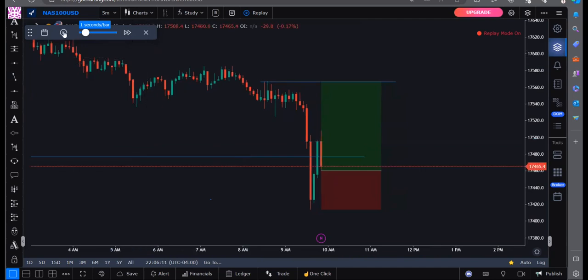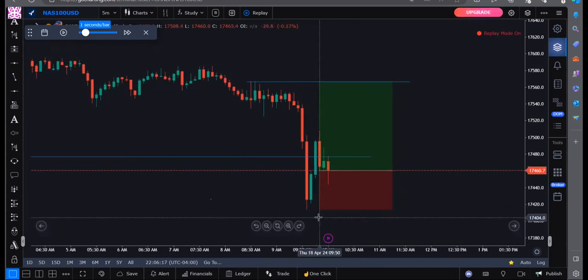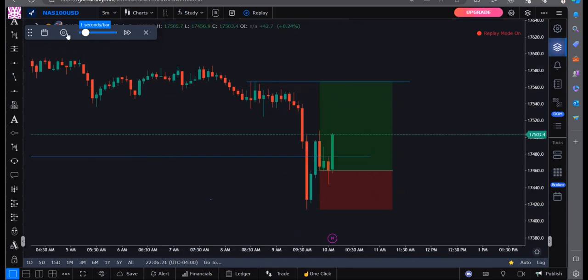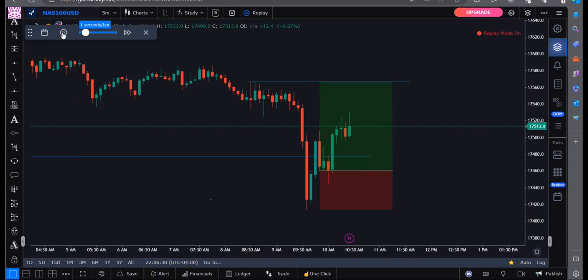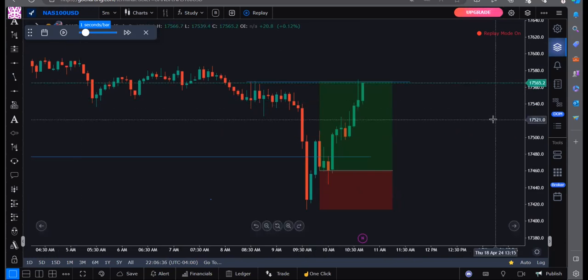Let's see if we get filled. We got filled, guys. You are protected because your stop loss is below this low of the swing. Let's continue. Remember, we are targeting a 1 to 2 risk reward. Target reached.